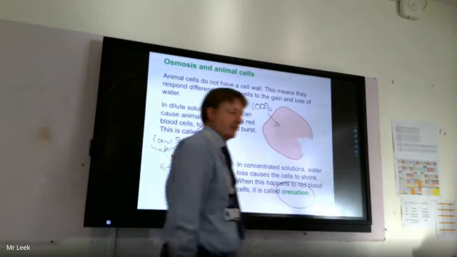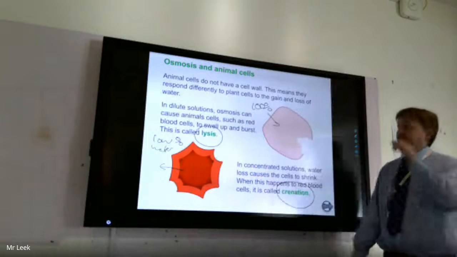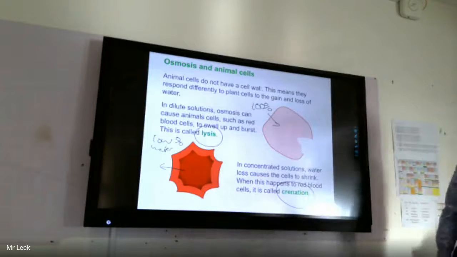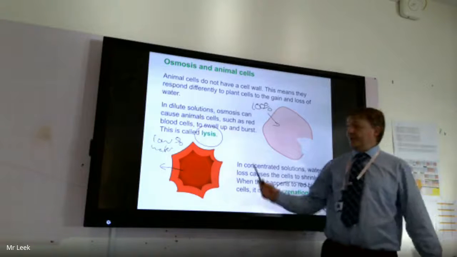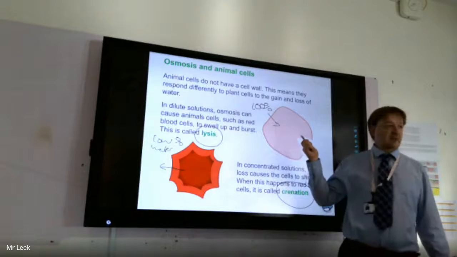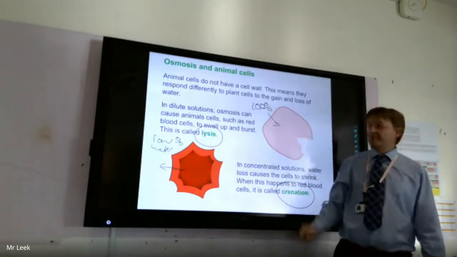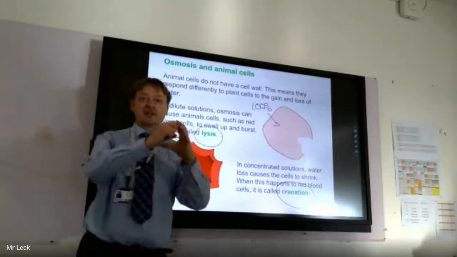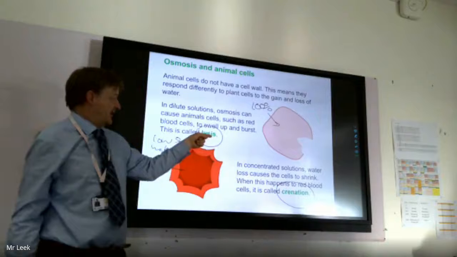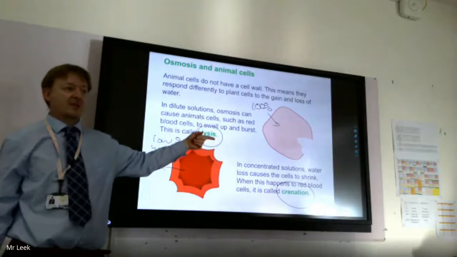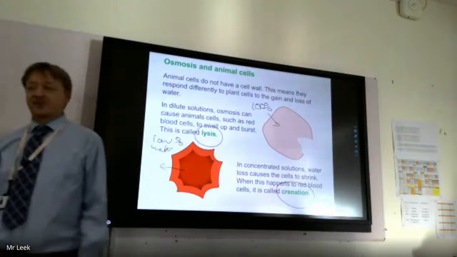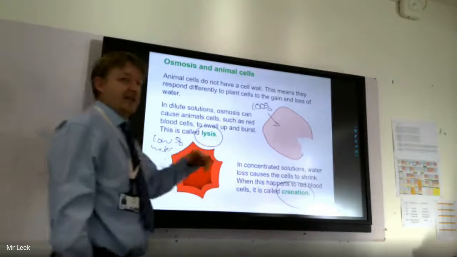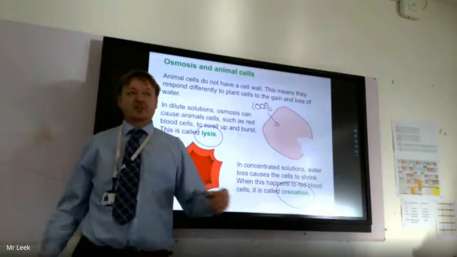So, just to repeat that again, everybody needs to write the title in their exercise books: Osmosis and animal cells. You then need to explain that if you put a red blood cell into pure water, water goes into the red blood cell, it swells, pops, and that's called lysis. So in the exam, if they ask what is lysis of a red blood cell, you would have to say, it is where water has entered the red blood cell, it is swollen and popped.